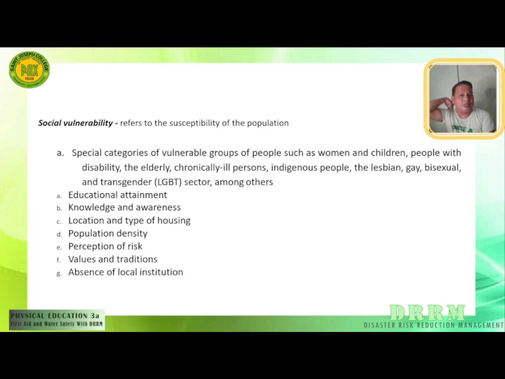So especially those who are disabled, elderly, and chronically ill persons, they are highly susceptible because of restricted movement due to their condition. Indigenous people, because they have strong beliefs that they have to take care of their own land, some of them just stay there even on top of a fault line, because they believe that they are the stewards of the places that they are living in.